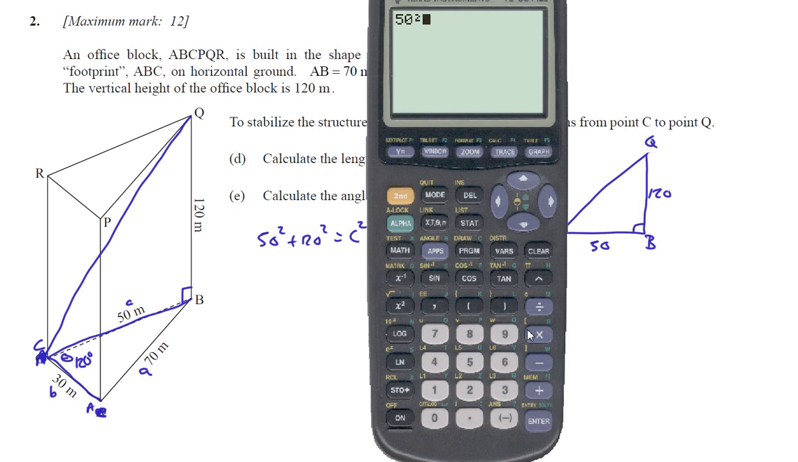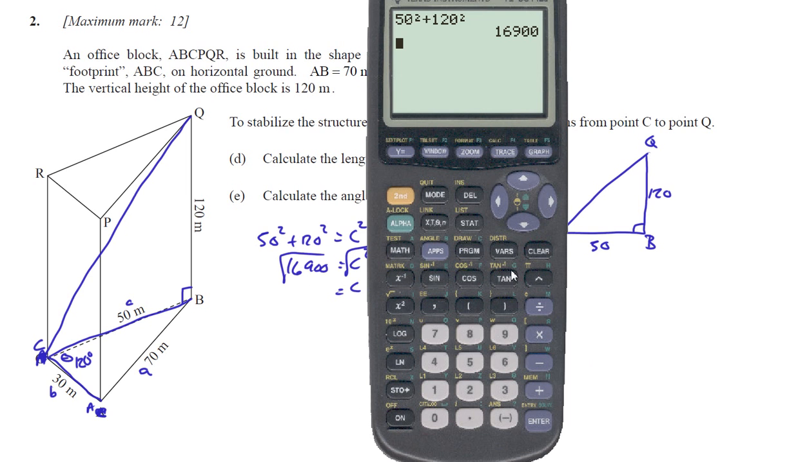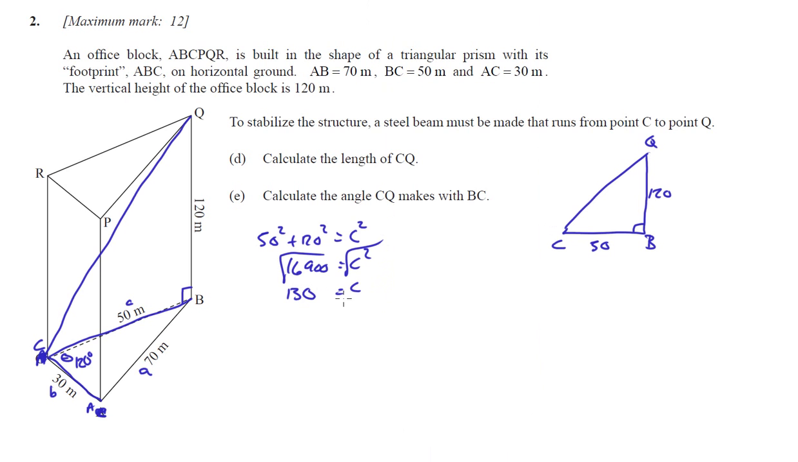50 squared plus 120 squared gives us 16,900. So we got 16,900 equals C squared. So we got to square root both of those to get C. And we end up getting the square root of our answer, and we get 130. Officially it's plus or minus, but obviously you can't have a negative distance, so it's positive 130. What are these, meters? Okay, so that's the length of CQ.